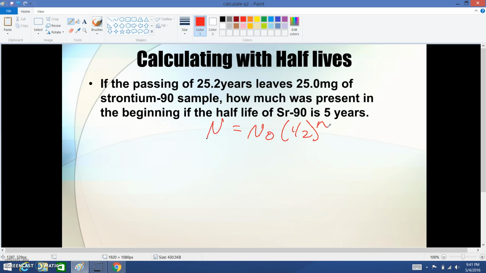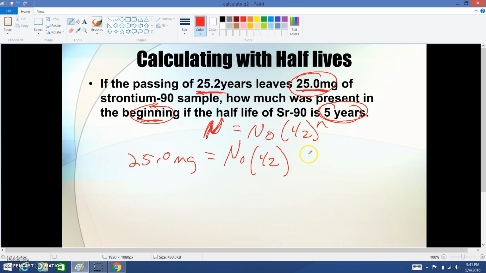Okay. So if the passing of 25.2 years leaves 25 milligrams of strontium-90 sample, how much was present at the beginning if the half-life of strontium-90 is 5 years? Okay, so let's fill in what we've got. My N is my remaining amount, and that happens to be 25.0 milligrams. I want to know how much was present at the beginning. That's my starting amount, so I want to know this N0. I'm going to multiply that by 1/2 to the n power. This n is the number of half-lives.